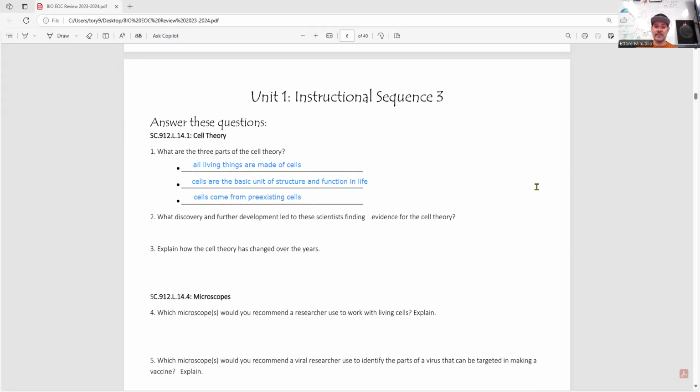Now, just on face value, these three statements aren't all that wild, but we kind of need to make a big point here because if they don't just ask you about the parts of the cell theory, they're going to be asking you why it's a theory and not a law. So let's get into the difference between a theory and a law real quick.